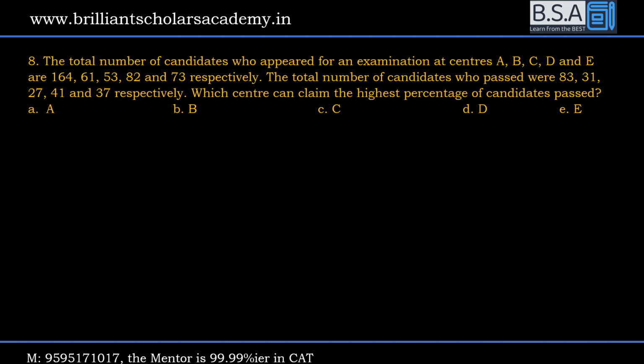So you don't have to multiply 100. In a comparison, the common part does not matter. For A, I'm not writing their names. For A, 83 people have cleared the exam out of 160. Leave it there. For B, 31 people have cleared out of 61. For C, 27 have cleared the exam out of 53. For D, 41 have cleared the exam out of 82. For E, 37 have cleared the exam out of 70.